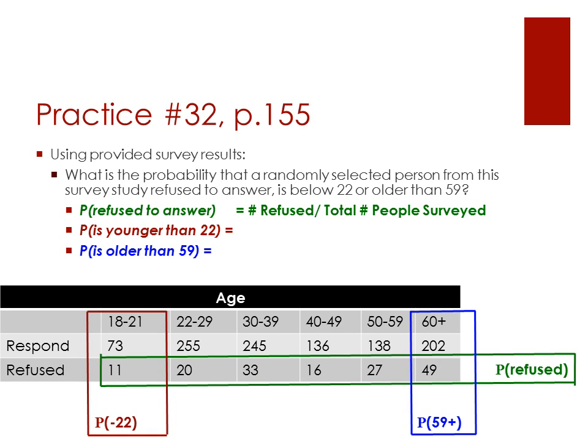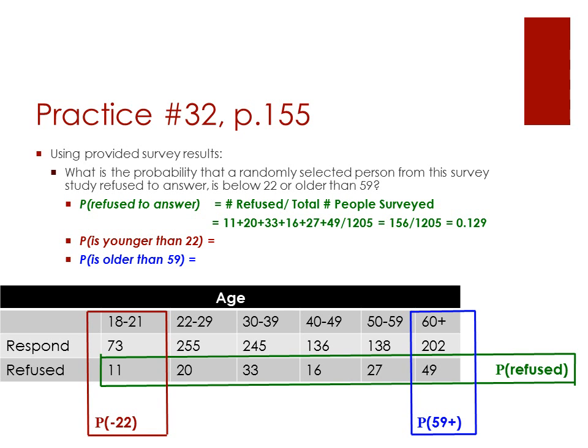So the probability of refused to answer is going to be the number of people who refused divided by the total number of people in the survey. To get that answer, we're going to simply add up across from P refused. So 11 plus 20 plus 33 plus 16 plus 27 plus 49 is going to give us 156, and we're going to divide that by the total number of people in the survey, which is 1,205. So we get a probability of 0.129 using our rounding rule of 3 decimal points.